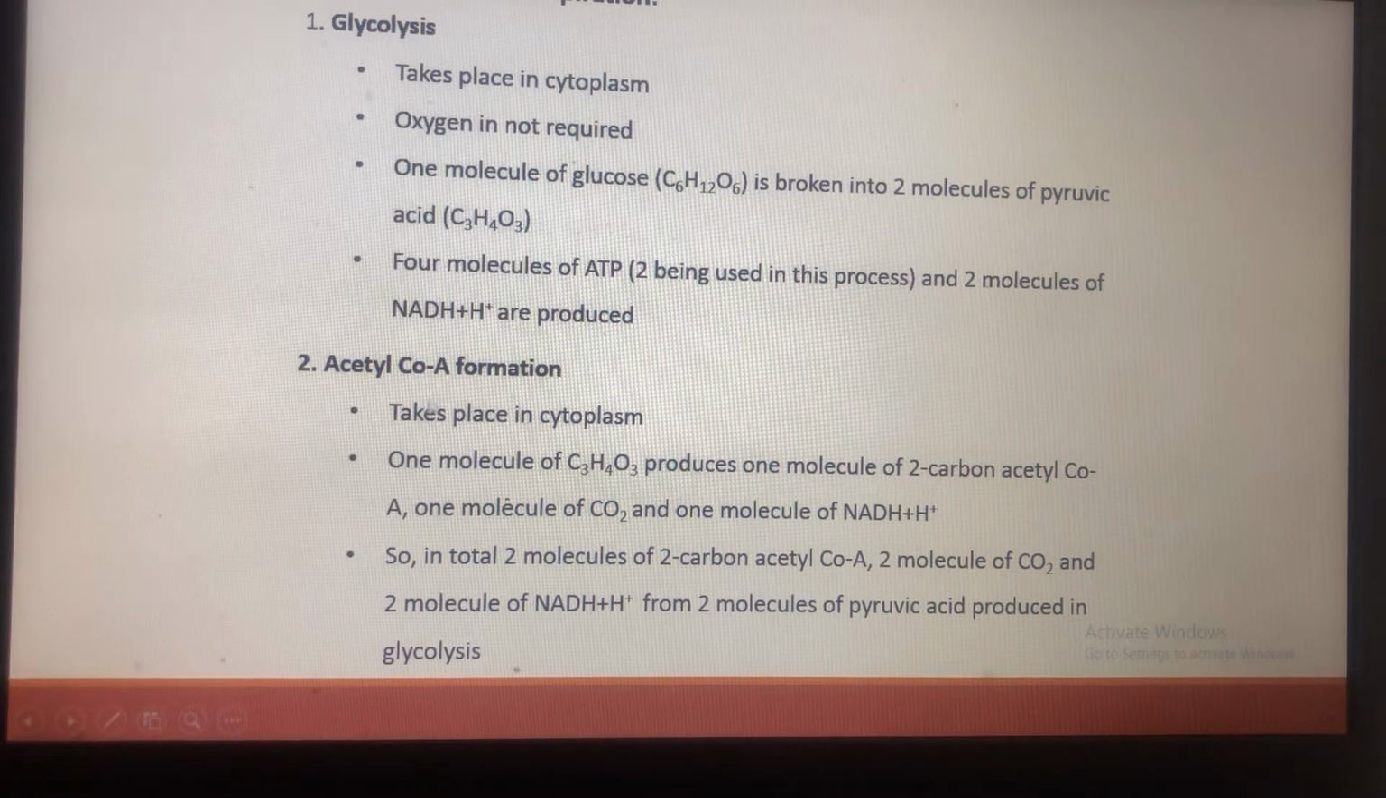Our next stage is acetyl-CoA formation, which also takes place in the cytoplasm. Here, one molecule of pyruvic acid produces one molecule of 2 carbon acetyl-CoA, one molecule of carbon dioxide and one molecule of NADH plus H plus. As during glycolysis, two molecules of pyruvic acid were produced, so in acetyl-CoA formation, a total of two molecules of two carbon acetyl-CoA, two molecules of carbon dioxide and two molecules of NADH plus H plus will be produced.